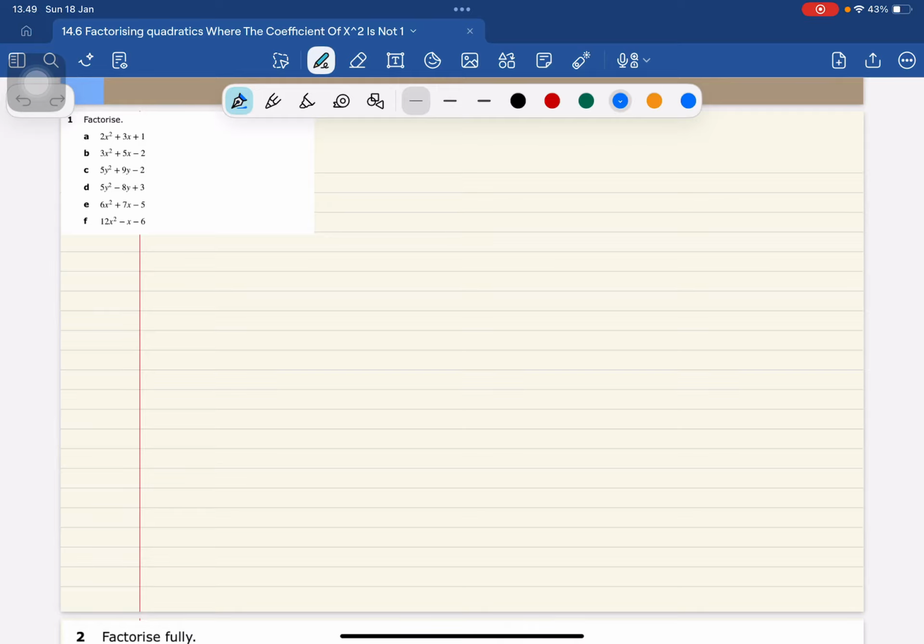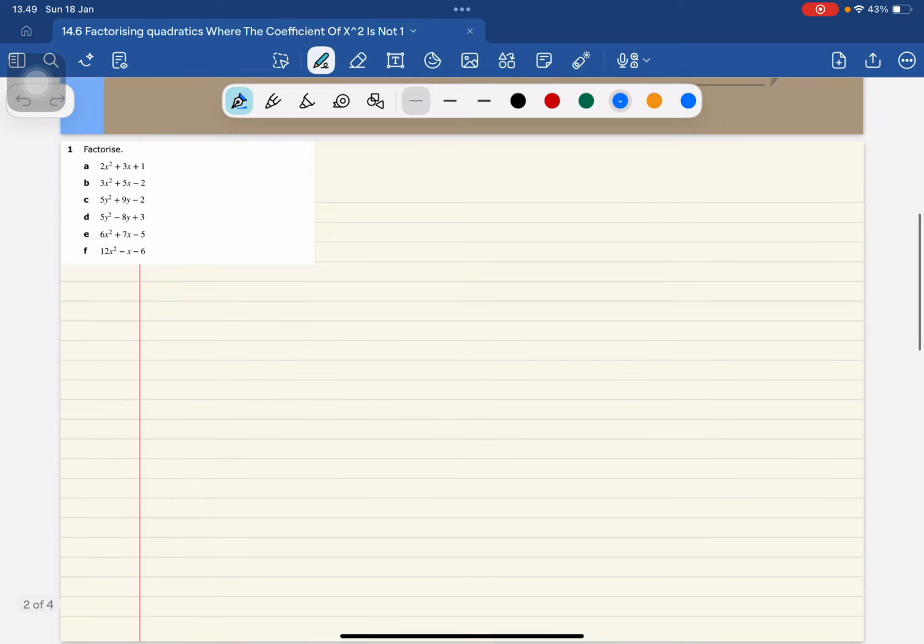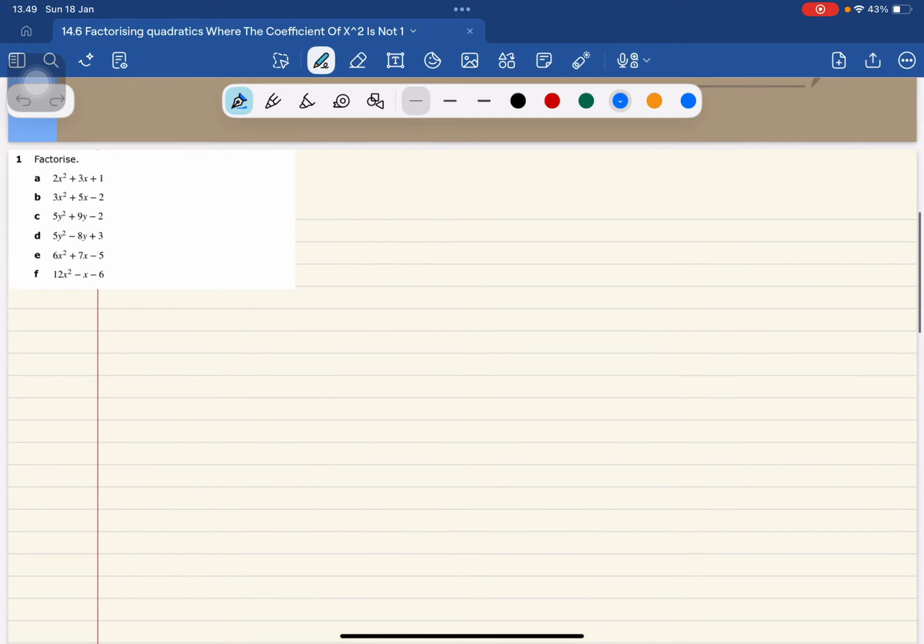In this video, I'm going to solve factorizing quadratics where the coefficient of x squared is not 1. So take a look at 1a. We've got 1a here, 2x squared plus 3x plus 1. So this is going to be as a, b, and c.